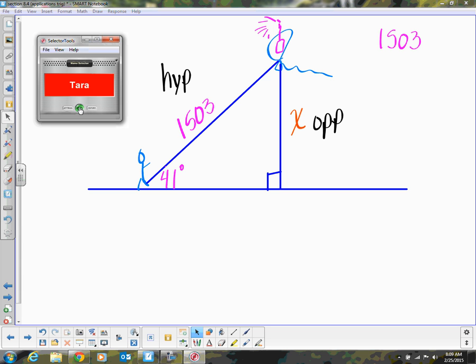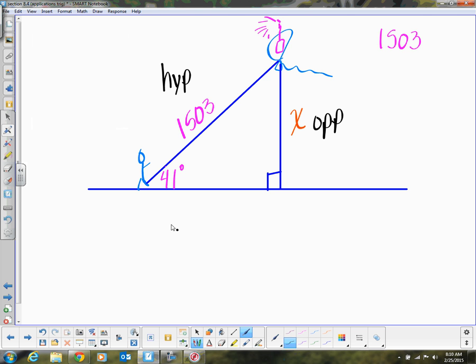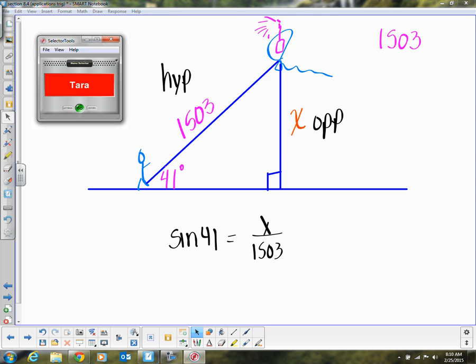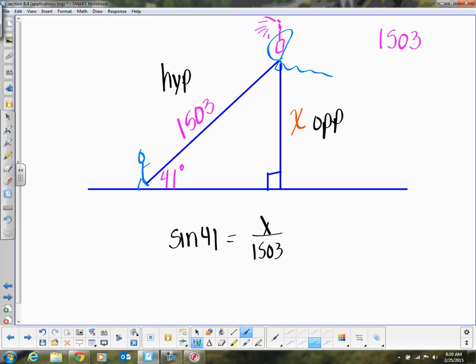All right, Kara. What was I going to ask? Oh, what do we do from here? You have to figure out what function it is. What function? Sine. And then what did you decide? Because you have opposite and hypotenuse. All right, so how does it set up? Sine 41 is equal to x over 1503. All right. From here, who's going to solve it? Lucas, how do you solve it? Multiply both sides by 1503. 1503 gone. All right. I'm going to keep up calculators.